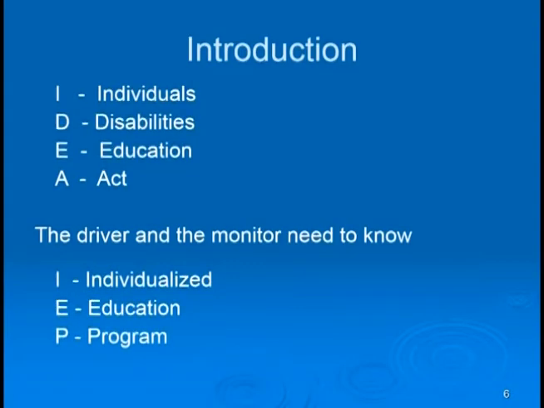The broad objective of IDEA is to require public school systems to provide a reasonable accommodation to students with disabilities to enable them to get the best education possible. With that goal in mind, the law requires the school system to assess each student individually and develop a written plan for how they will ensure that student's success.